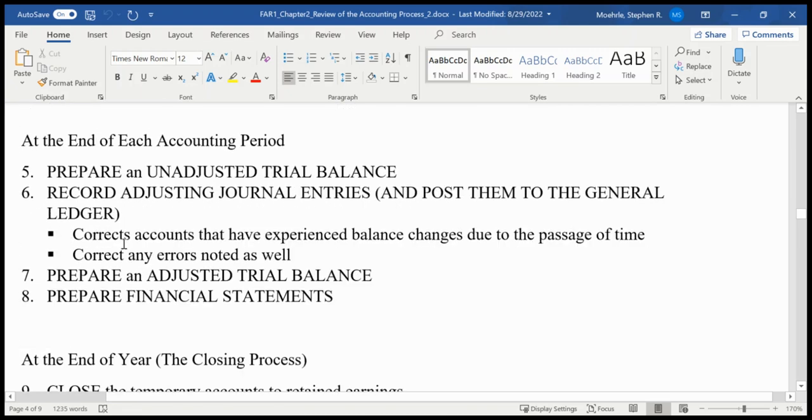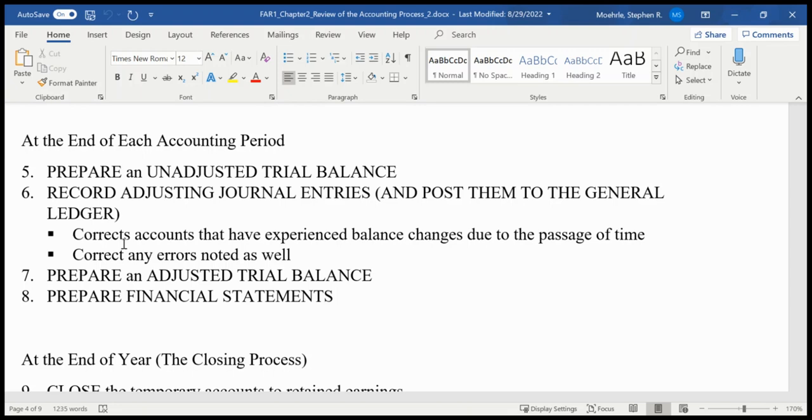At the end of each accounting period, we are first going to prepare an unadjusted trial balance. That involves taking all of those balances from those general ledger accounts and putting them on an Excel spreadsheet and making sure that they do indeed balance, that assets equal liabilities plus shareholders' equity, debits equal credits. You'll learn what all of those terms mean if they're not very familiar to you yet at this point.